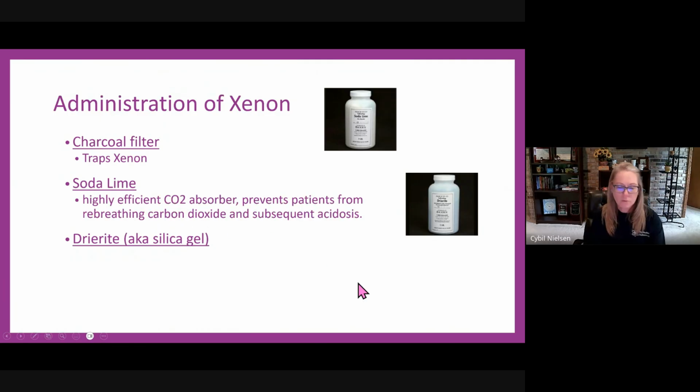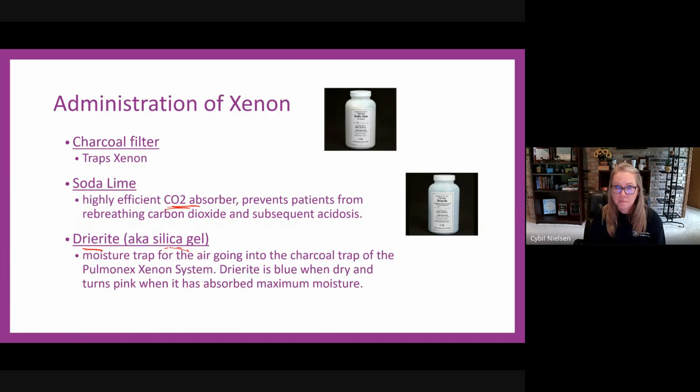That is going to absorb carbon dioxide, because when the patient is breathing in and out of that balloon, they're exhaling carbon dioxide. So we need something to absorb the carbon dioxide so the patient doesn't rebreathe that in. All right, what does the Dryerite, or the silica gel, do? That one traps moisture because there's moisture in our breathing and we want to keep the system clean. And so we're going to absorb the moisture to prevent that from happening.